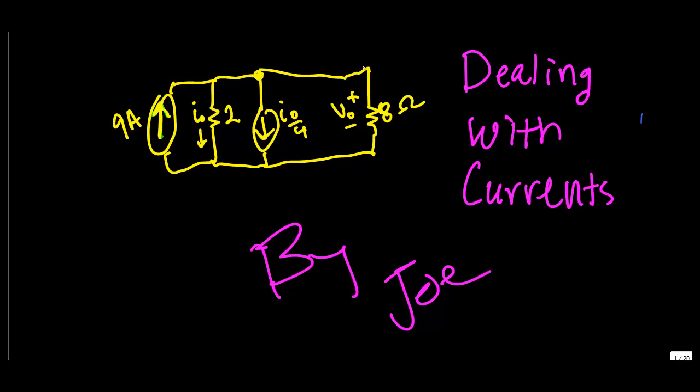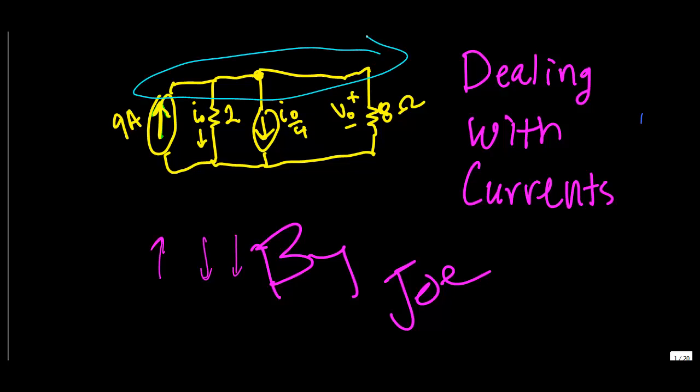Basically, we do know one thing. Everything is in parallel. We do have a current this way, a current this way, a current this way, and there is no defined current on the 8 ohm resistor. So we need to find that. Another thing we can tell is that this node right here is all in parallel. There's no resistors, meaning that whatever voltage is on the top here is the same voltage as here, as here, and as here.